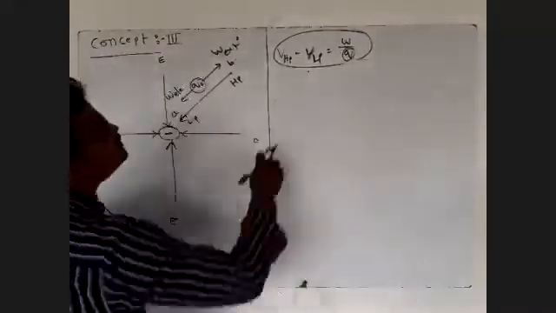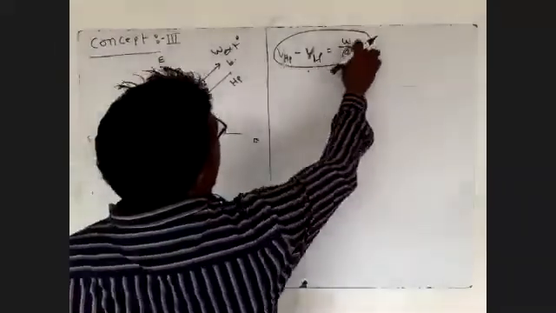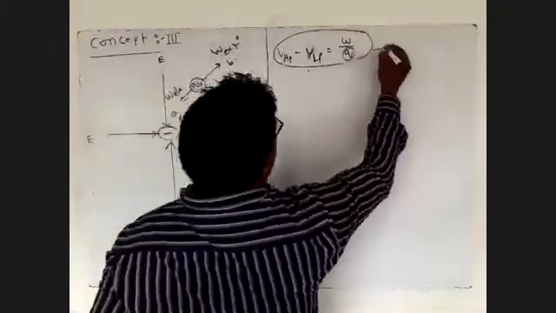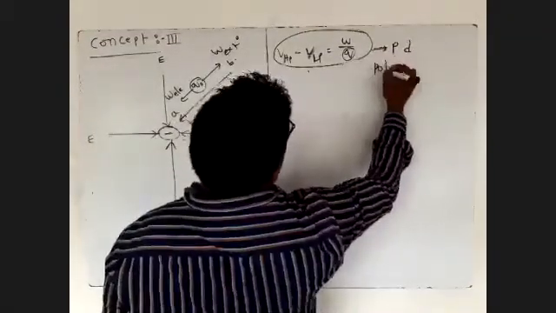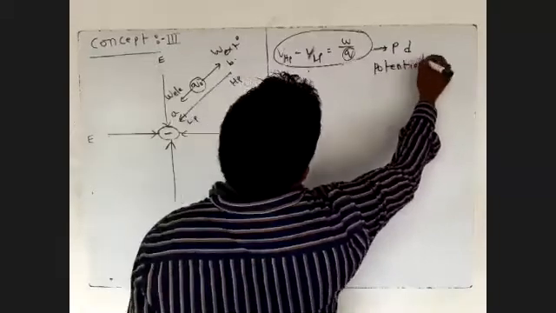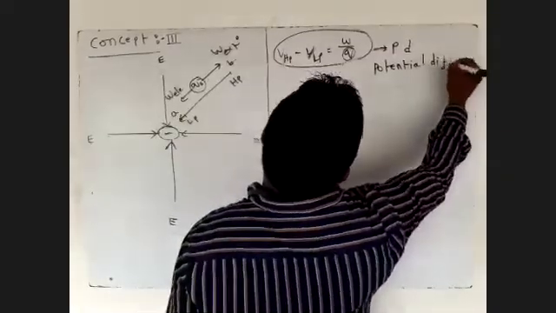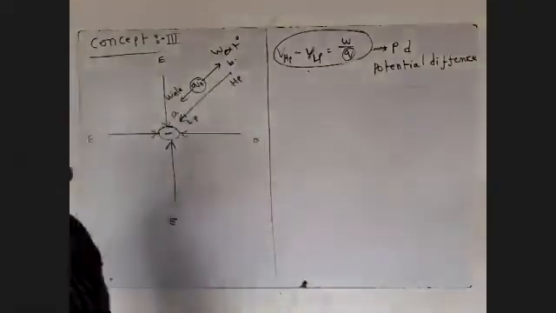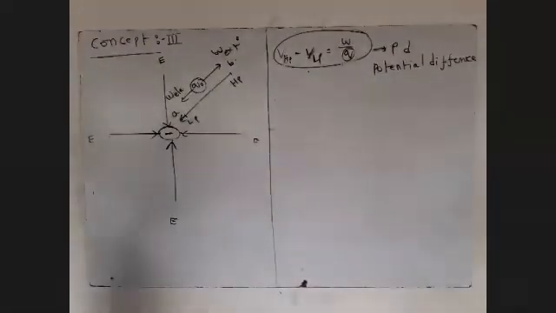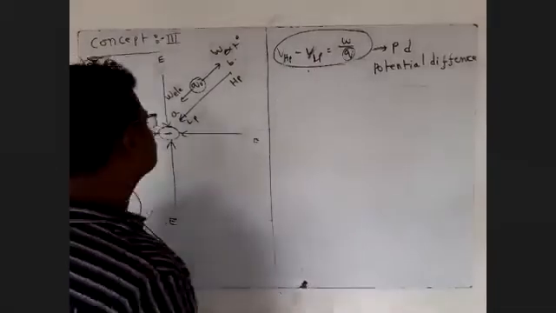Now, high potential minus low potential is equal to W by Q. This is what we call potential difference. PD indicates potential difference.